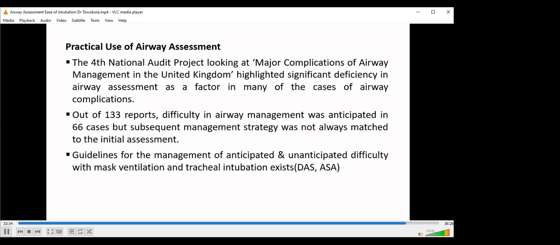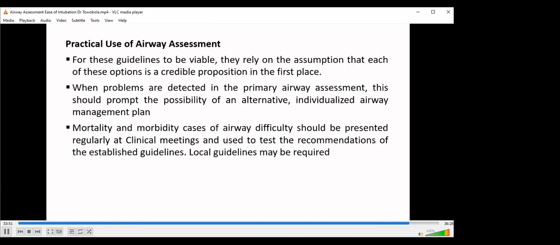Guidelines for the management of anticipated and unanticipated difficulty with mask ventilation and tracheal intubation exist. For these guidelines to be viable, they rely on the assumption that each of these options is a credible proposition in the first place.